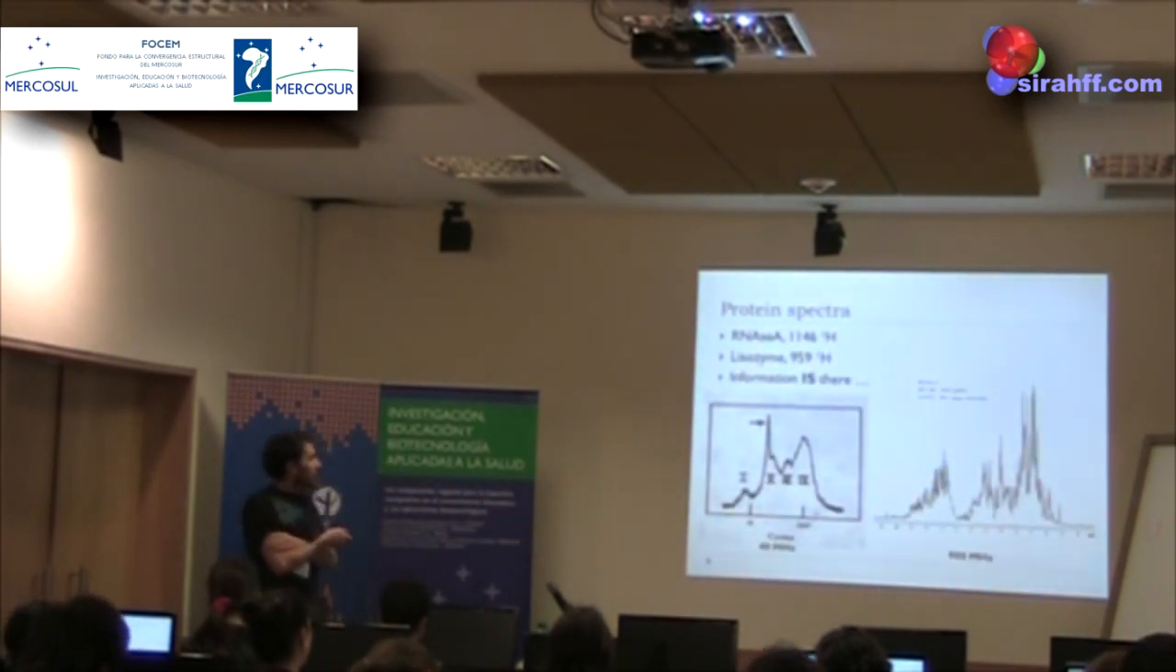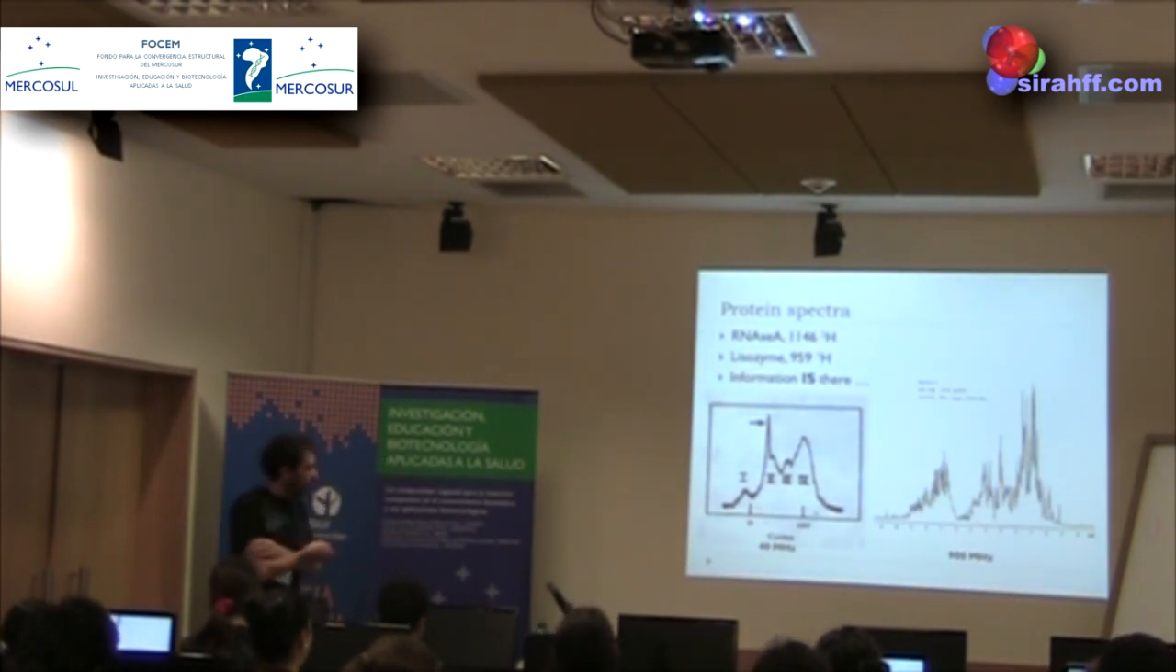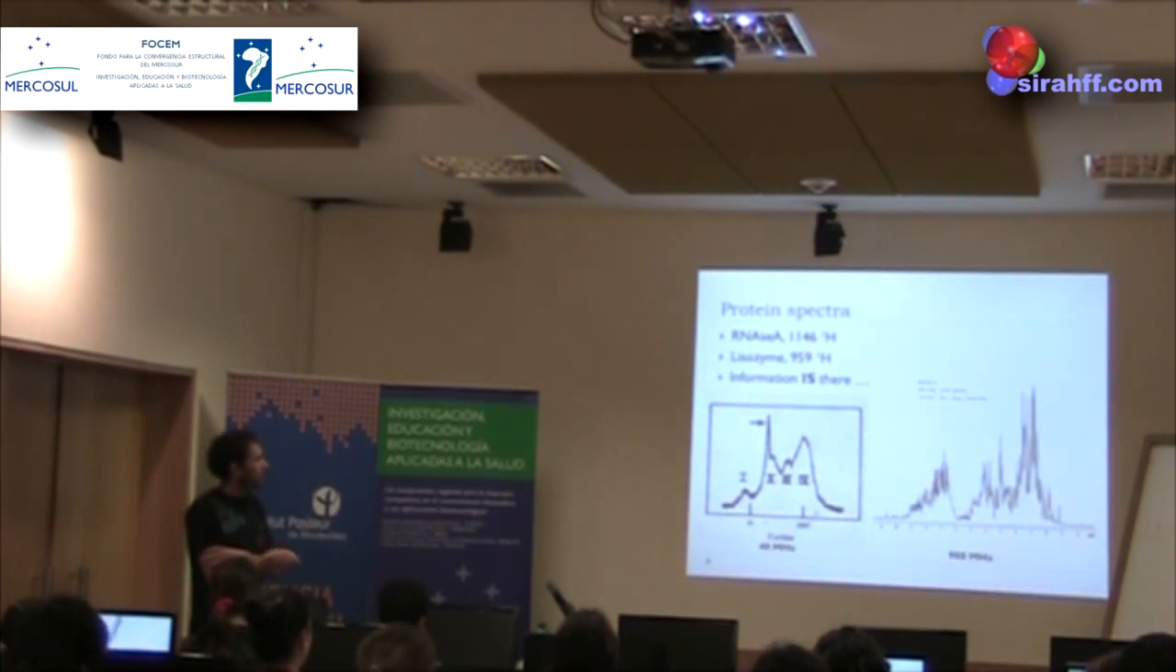Now protein spectra are quite complex, as I showed you before. I like to show this one. This is the first NMR spectrum that was recorded on a protein, at 40 MHz, done in the 50s with the first high-resolution spectrometers. And you can see that globally they look the same. This is a spectrum acquired with a modern spectrometer. You see here alpha protons, alpha protons, and you have everything here.